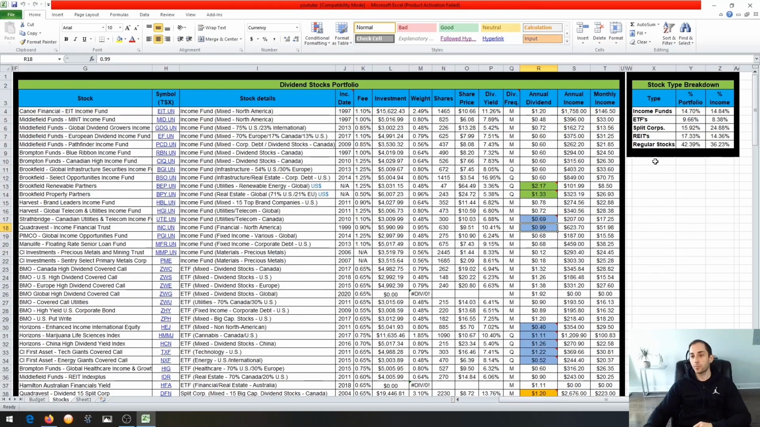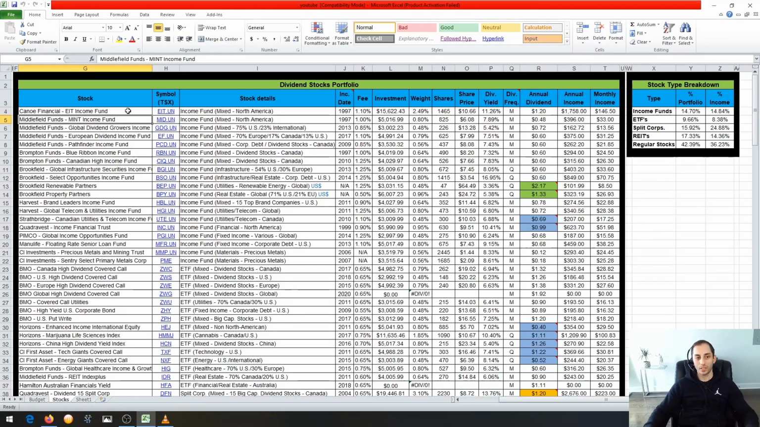And as well, at the top right, you have the breakdown. So you see income funds make up 14% of my portfolio and almost 15% of my income overall. And you have the ETFs, split corps, REITs, and the regular stocks, which are individual businesses, which make up most of my fund, obviously. So let's get started.